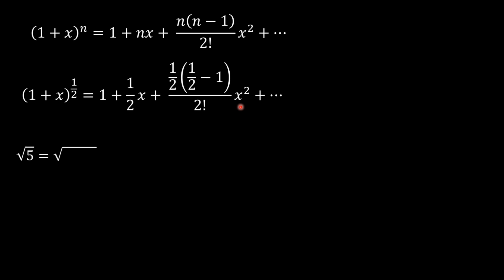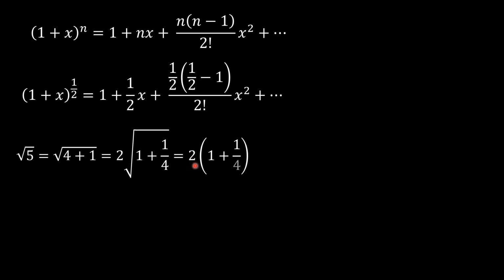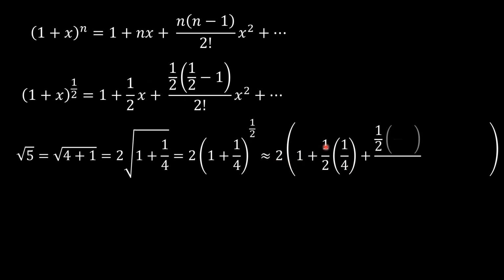And since our root 5 is the same as 2 times the square root of 1 plus a quarter, the same as 2 times 1 plus a quarter to the power a half, using this formula, in place of x we have a quarter, and that can quickly expand to what we have here.